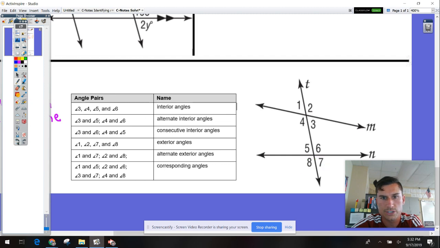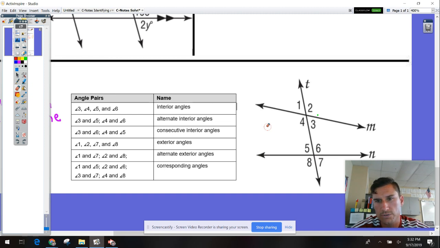And then alternate interior angles, remember, you're picking one angle from a set of 4, and then the partner is going to come from the other set. So remember that too. So we have alternate interior angles. So you'll notice that we have 3 and 5, 6 and 4. Alternate exterior angles are 2 and 8, 7 and 1. Same side interior, you have 4 and 5, 3 and 6. Same side exterior, you have 1 and 5, 1 and 8, 2 and 7.